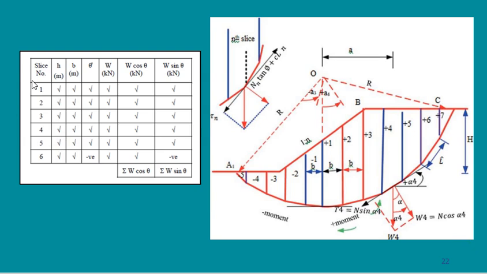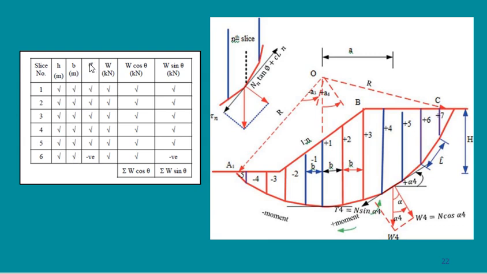To simplify this, we do it in a graphical way, and we put the values in a tabulated form. For each slice, what is h? H is the height of each slice, of course the average height for each slice. Then I have B. What is B? B is the width of each slice. Usually I divide it into equal slices, so I expect that B will be equal from here to here. All slices have the same width.